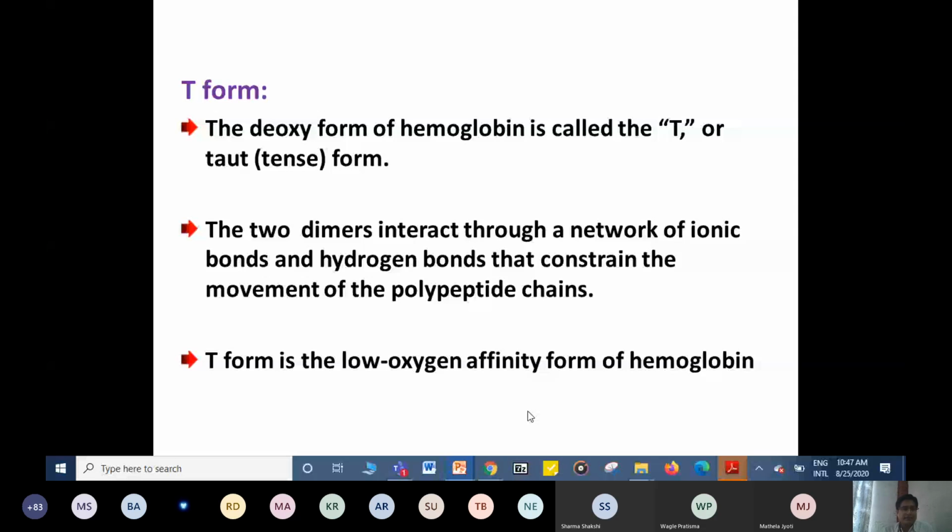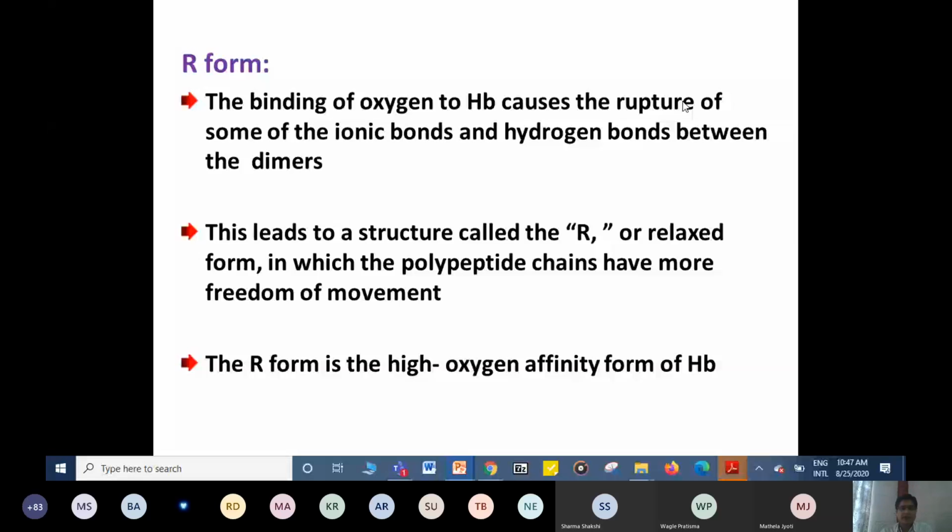Now the next form is the R form, or the relaxed form. The binding of oxygen to hemoglobin causes the rupture of some of the ionic bonds and hydrogen bonds between the dimers, and this goes to the relaxed state. Okay, oxygen is already bound. Why relaxed? That means after one oxygen is bound, another oxygen has to bind.